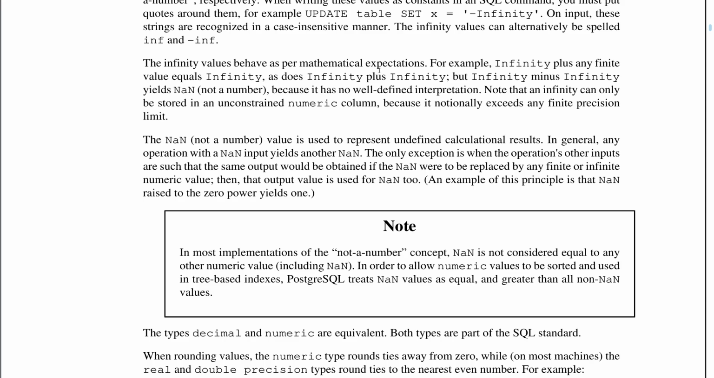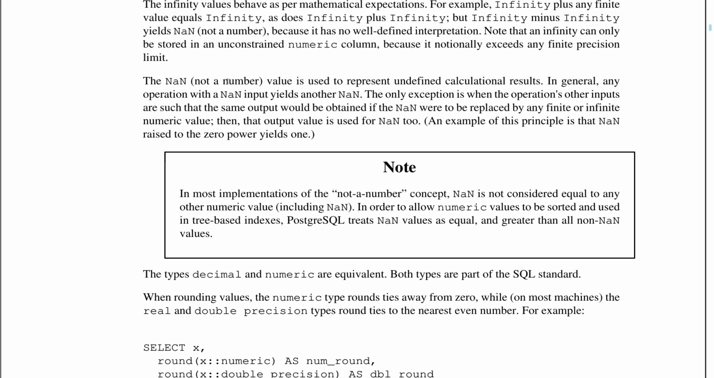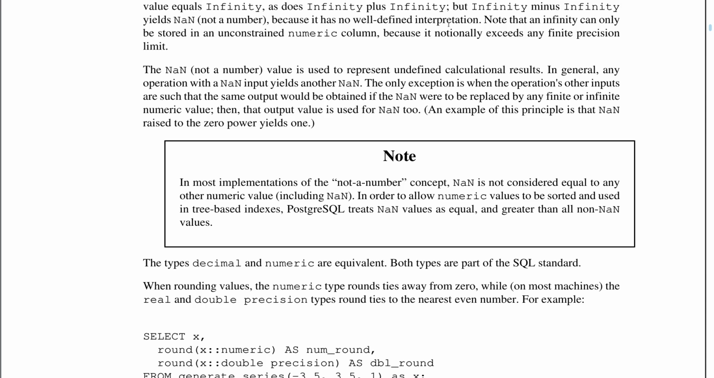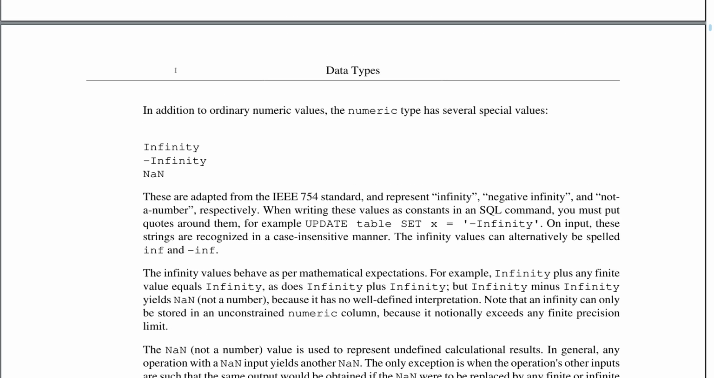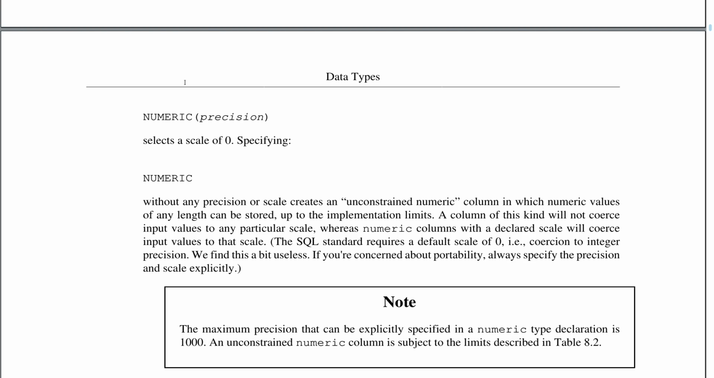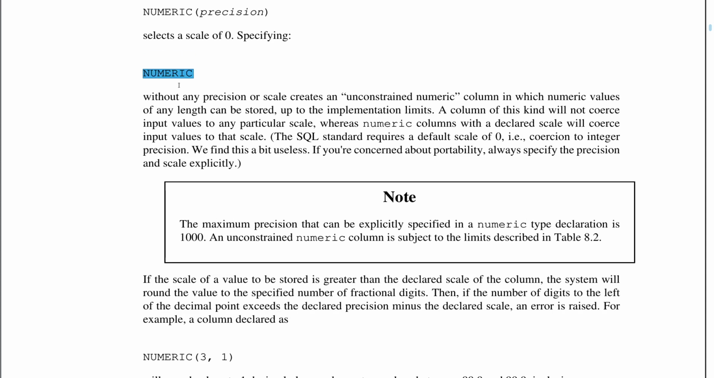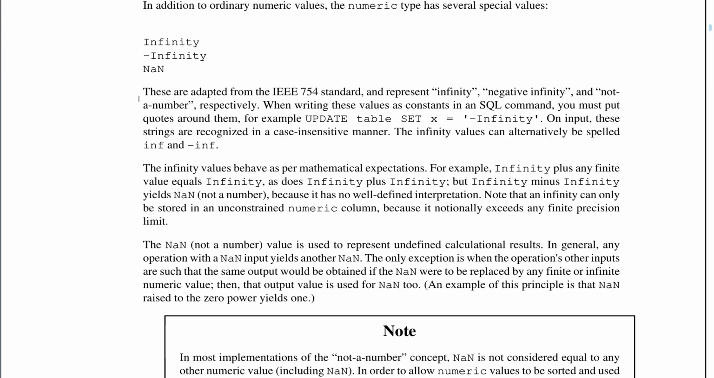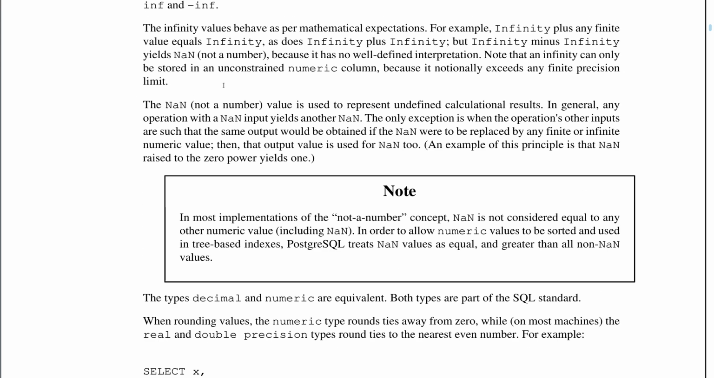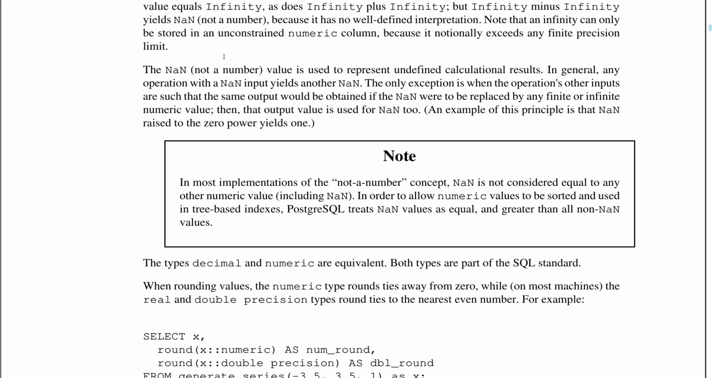For example, infinity plus any finite value equals infinity, as does infinity plus infinity, but infinity minus infinity yields a NaN, not a number, because it has no well-defined interpretation. Note that an infinity can only be stored in an unconstrained numeric column because it notationally exceeds any finite precision limits. So if you specify precision and scale, then you cannot store infinity. Rather, you should use this notation, the column type only numeric, so that you can store infinity. Okay, you cannot have a constraint and store infinity in that.